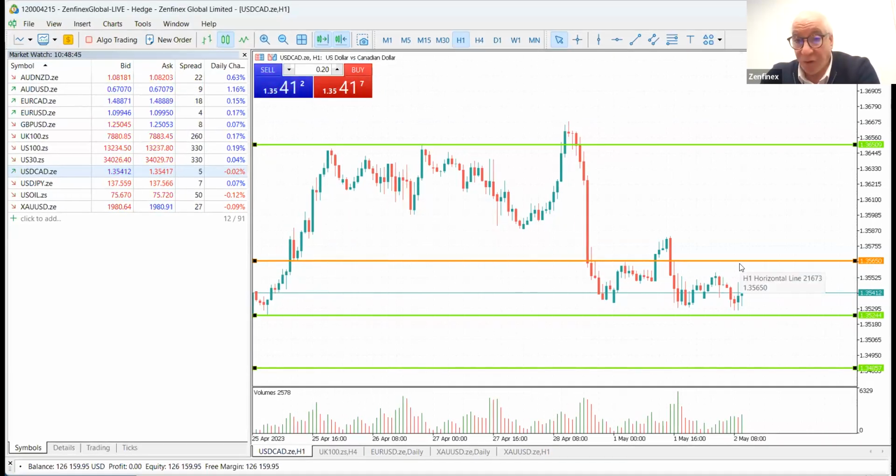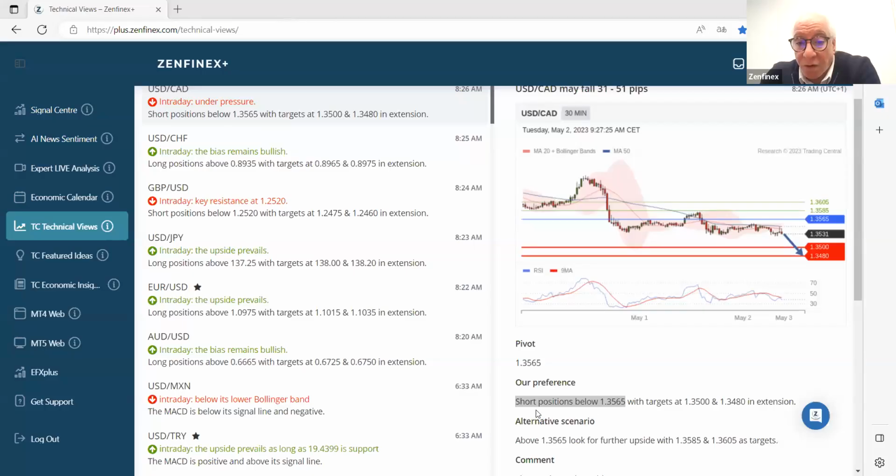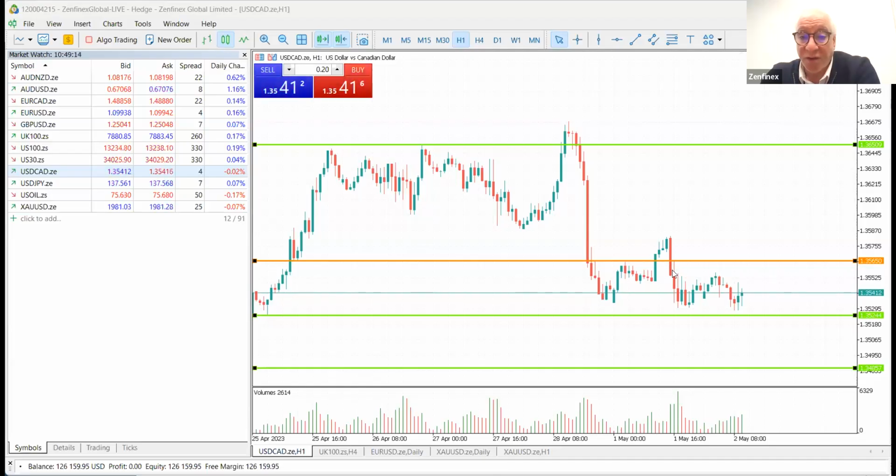So they're saying that this is one hourly. So let's just go back to their suggestion. Short position below 35.65. So they're calling the short over here somewhere, but I think we only got the alert a short while ago. So maybe what they are suggesting is that it comes back up to here, and then it will come to this first target here, and then the second target around there. So they're waiting for a pullback into this area here.